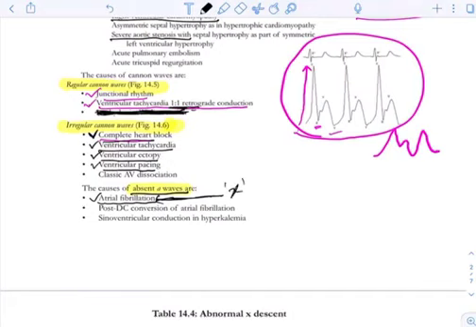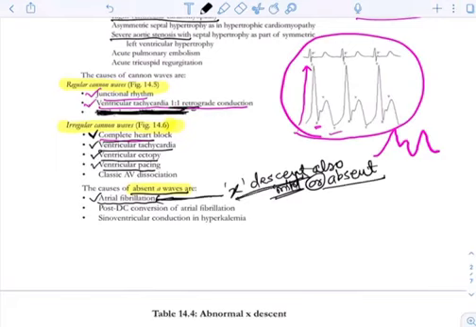So there will be some defect on X descent also. X descent here will be very minor. It will be very mild. X descent will be very mild or even absent, because as we know, X descent is due to atrial relaxation, and atrial relaxation is definitely affected in atrial fibrillation.